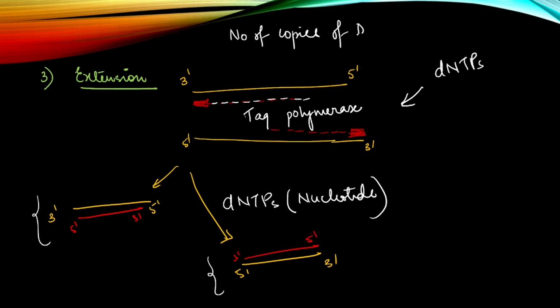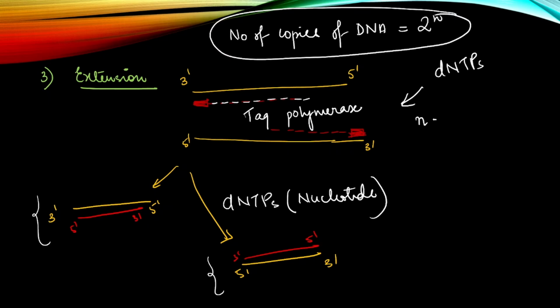The number of copies of DNA you get is in exponential form, 2 to the power n, where n stands for the number of cycles. If we have continued 10 cycles, then the number of copies of DNA will be 2 to the power 10. Clear? So this is PCR, polymerase chain reaction.